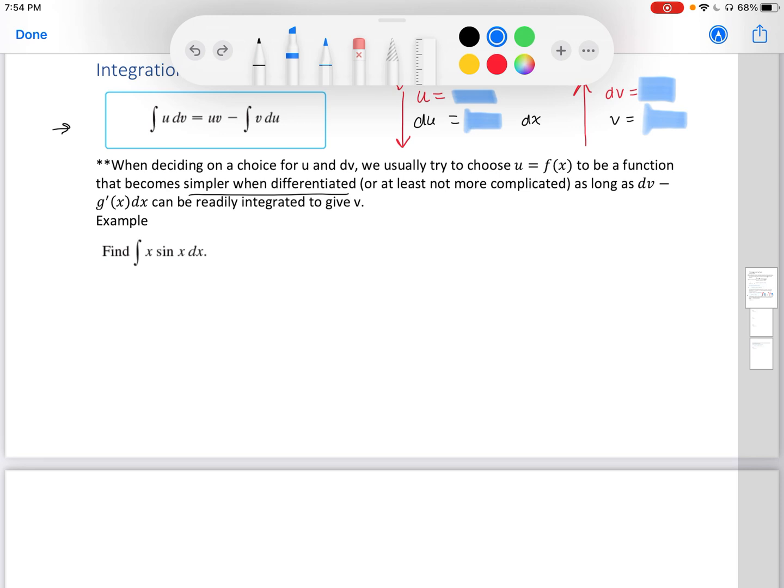Find the integral of x times sine of x dx. Okay, so we see that x is kind of the simpler one, so that's going to be the one we take the derivative of. So we set u equal to x. And now the other one is going to be the one that we integrate. So dv is equal to sine of x dx.